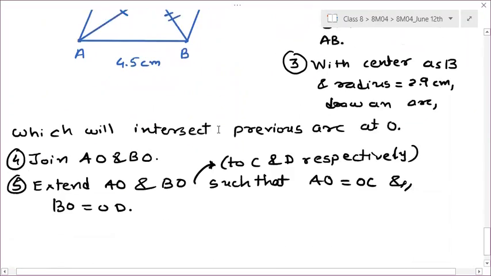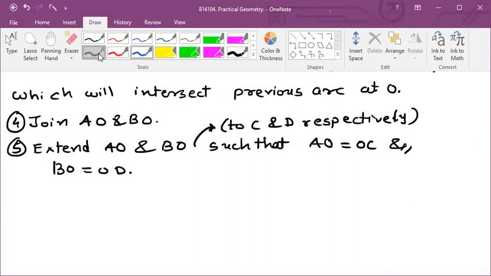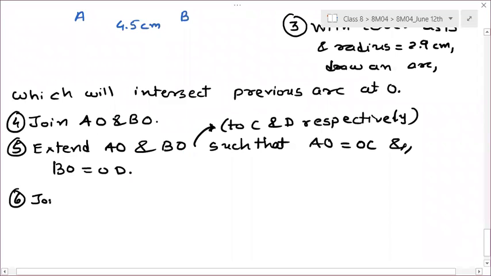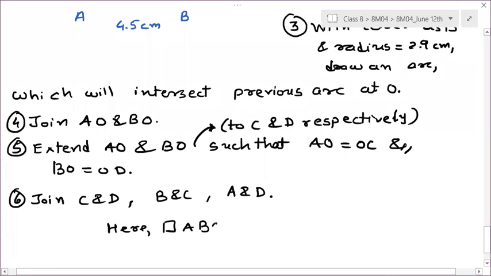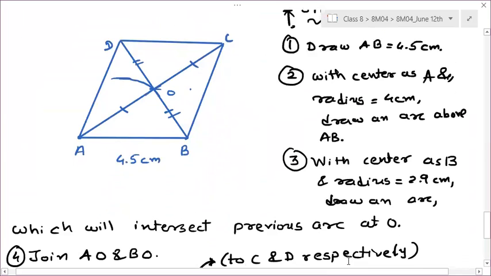So in the last step, join C and D, B and C, and A and D, right? So here quadrilateral ABCD is the required parallelogram. Is it clear now? Please give me some response. Is this clear or not?